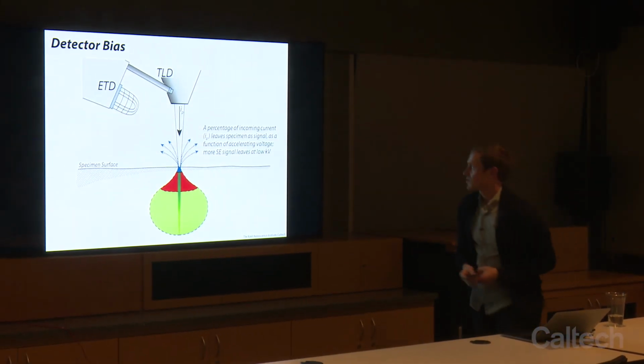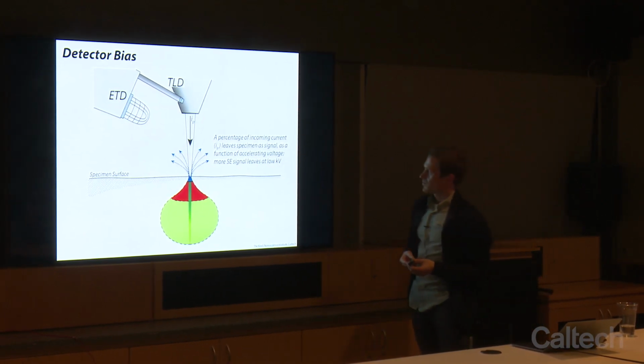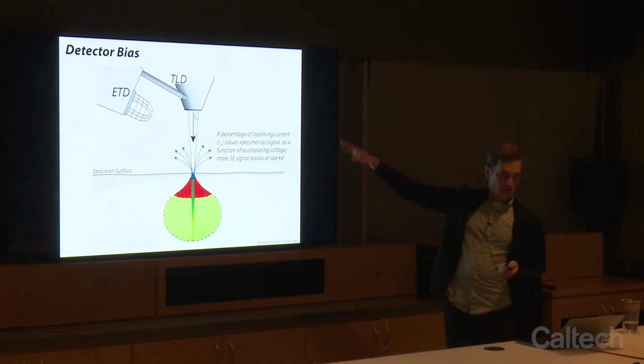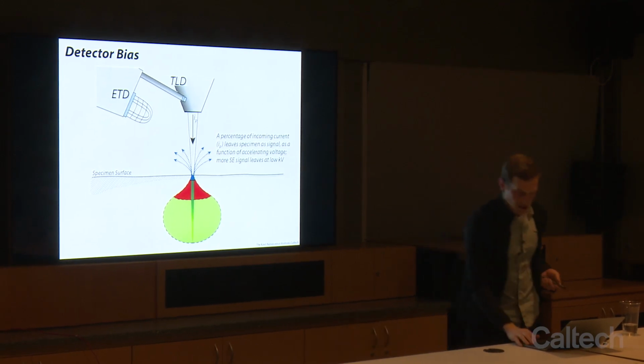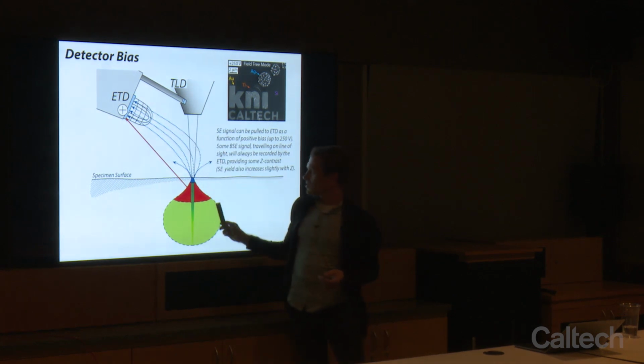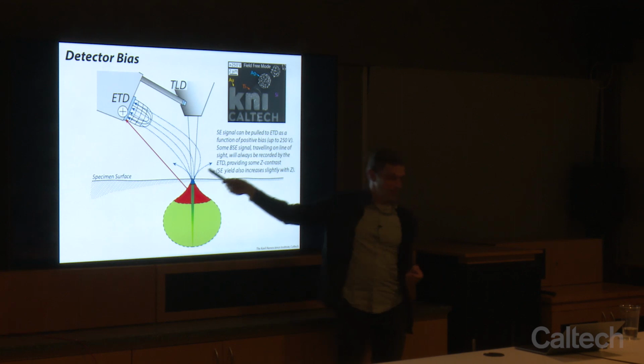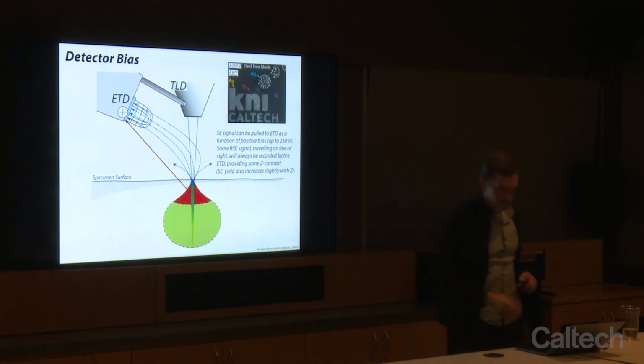Now, there's another control we have, the detector bias. So we have our Everhart Thornley detector and our through the lens detector. If we put a positive bias on the Everhart Thornley detector, we'll bring in our secondary electrons. Maybe a couple backscatter electrons will get through, but it's mostly secondary electrons.